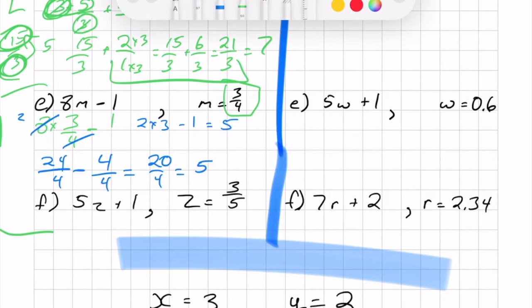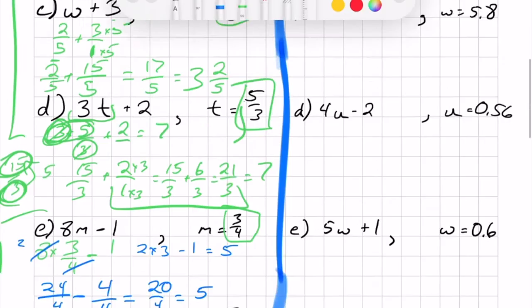All right, so 5 times 3/5. Again, I can cancel these out, because I can go 5 divided by 5 times 3. Remember how we used to write those out? So that just equals 1, and 1 times 3 is 3. So I have 3 plus 1 equals 4.